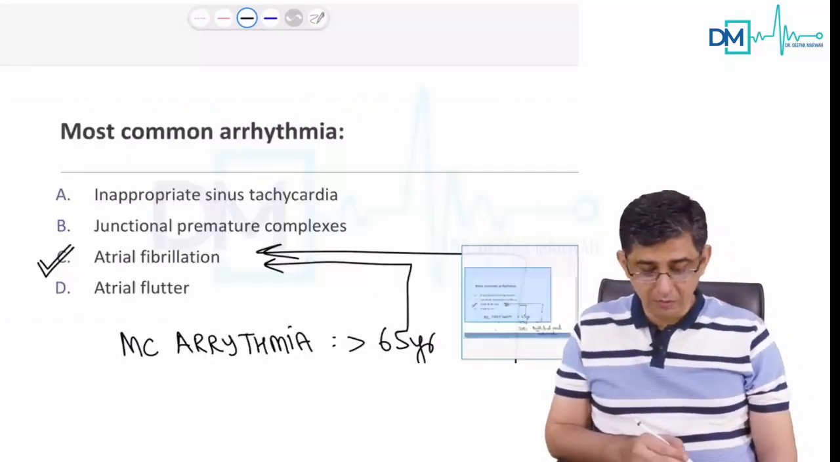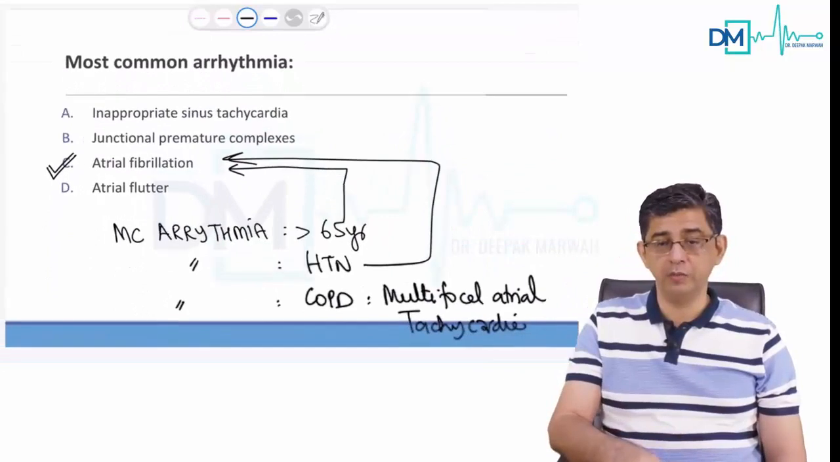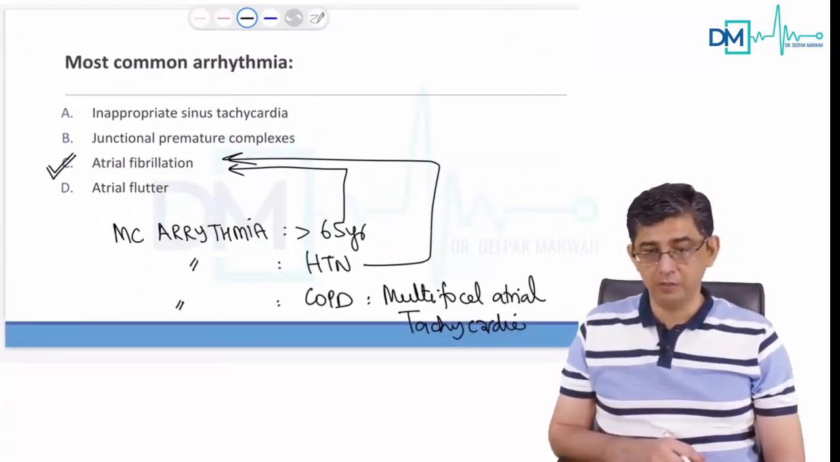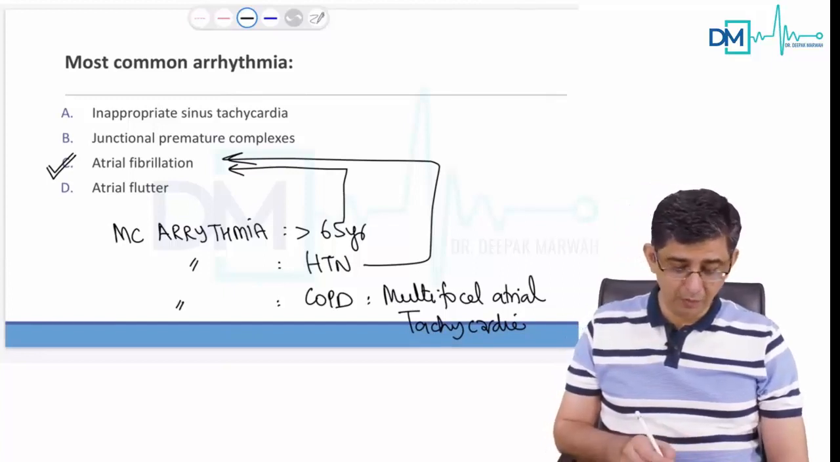Coming back to the question, just remember my facts. The most common arrhythmia in clinical practice is atrial fibrillation, and if it is a COPD patient, then it is multifocal atrial tachycardia. Moving my slide.